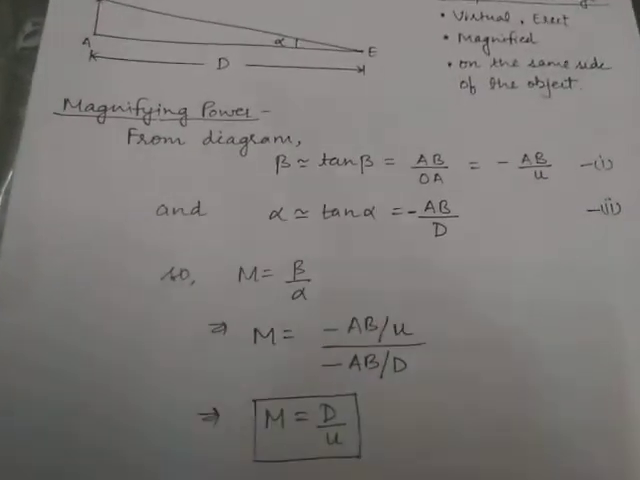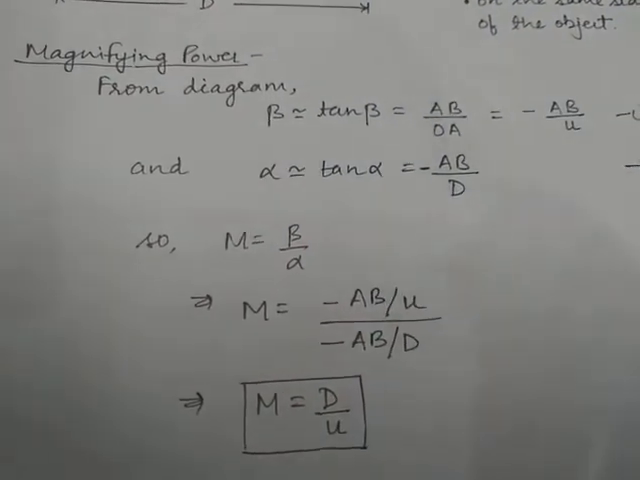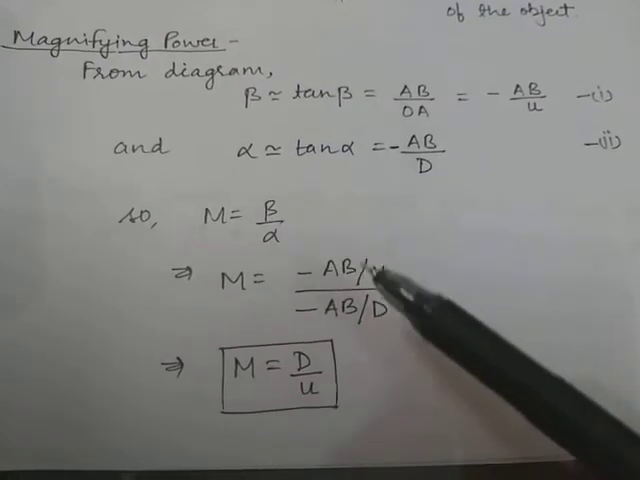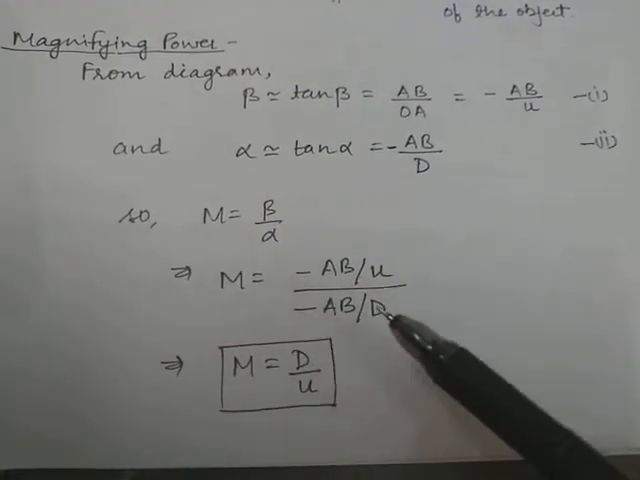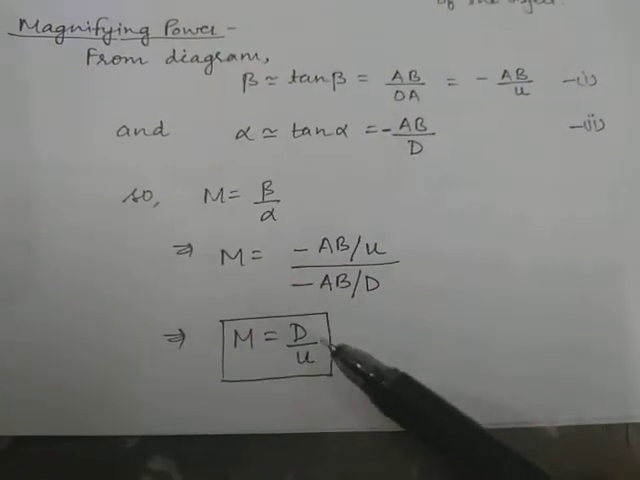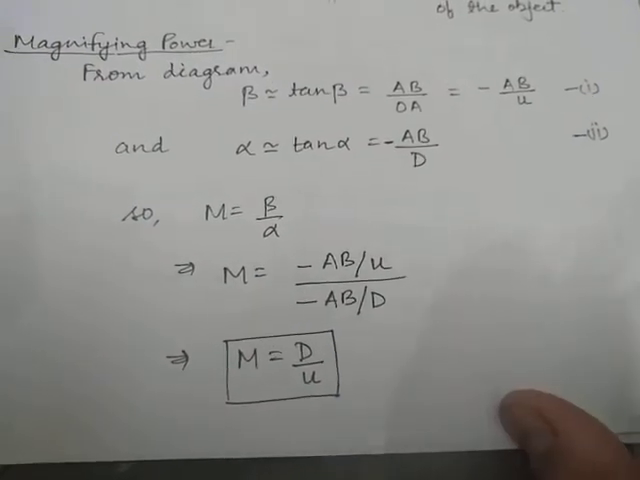Now the magnifying power M is equal to beta upon alpha. That is the expression you know already. So on placing the values, beta is minus AB upon u and alpha is minus AB upon D. AB cancels out, minus minus cancels out, and M is equal to D by u. That is the general expression of magnifying power of a simple microscope.